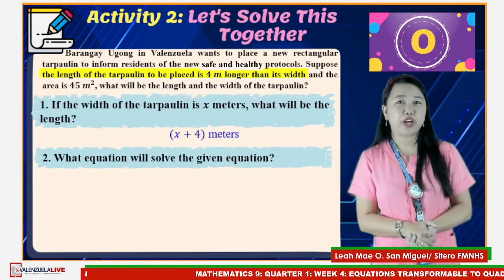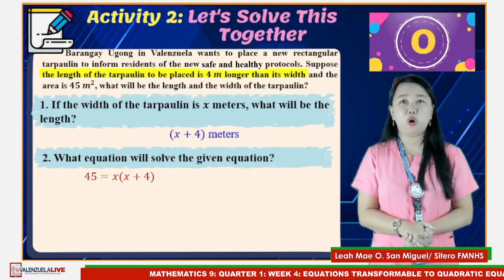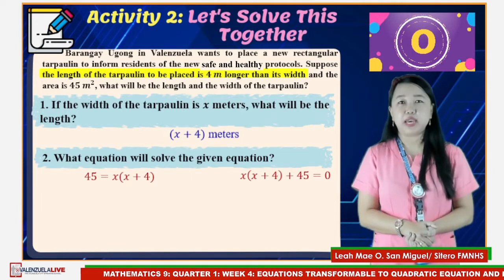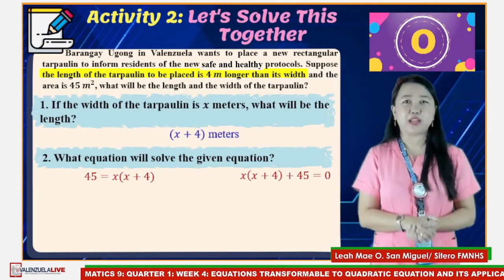Question number 2. What equation will solve the given equation? Is it 45 is equal to x times x plus 4? Or x times x plus 4 plus 45 is equal to 0? You have 10 seconds to comment your answer. Go!